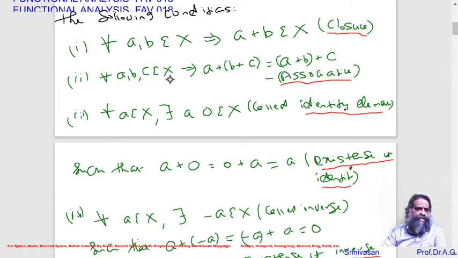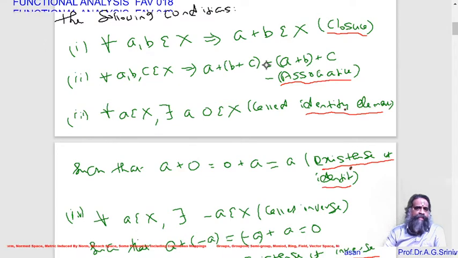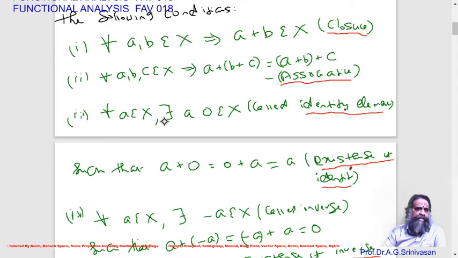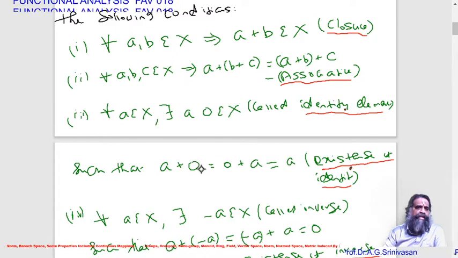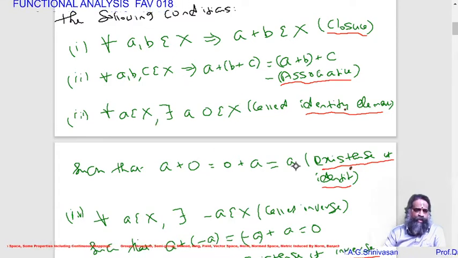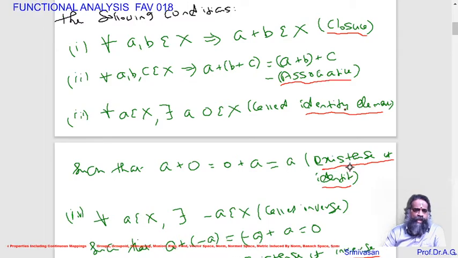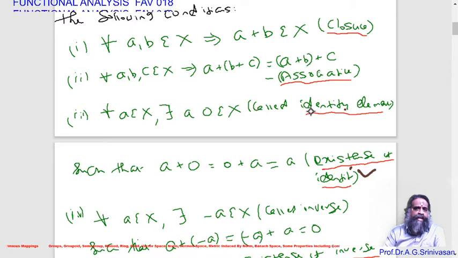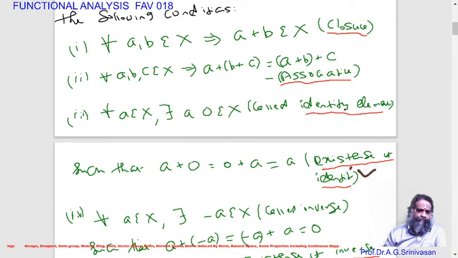For every a, b, c belongs to X, (a plus b) plus c is equal to a plus (b plus c). For every a belongs to X, there is a 0 belongs to X such that a plus 0 is equal to 0 plus a is equal to a. And this property is called existence of identity, and 0 is called identity element.